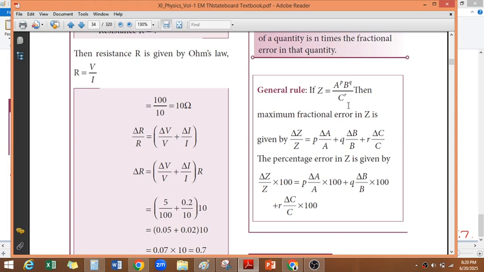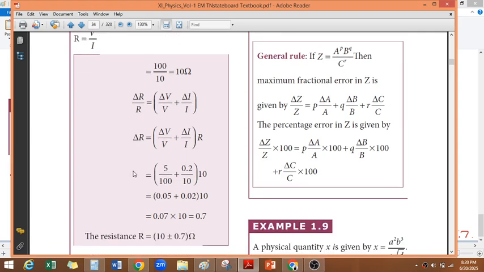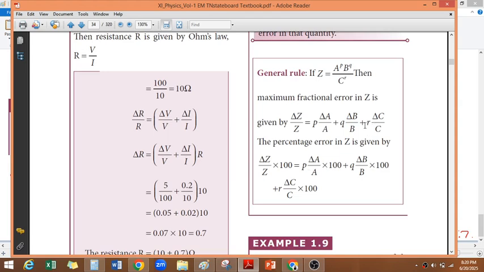Very often you will make a mistake of taking this as minus because you will think division means minus. But just now we studied division also, delta a, delta b, you have to do addition, delta a by b. So here will always be plus. Okay.